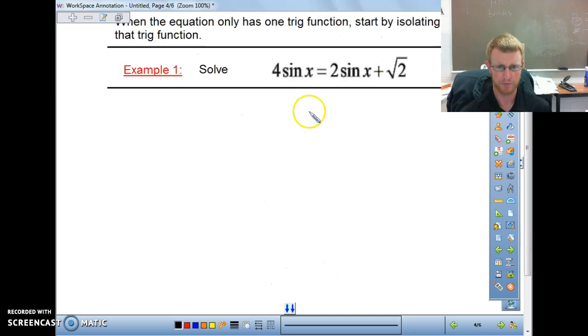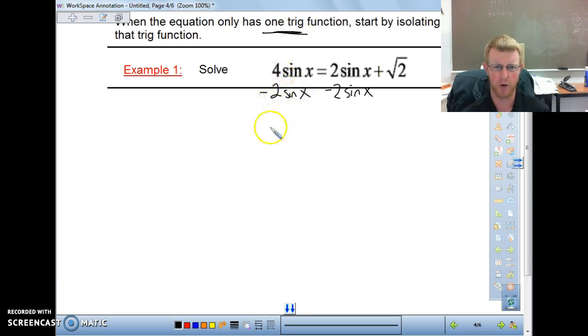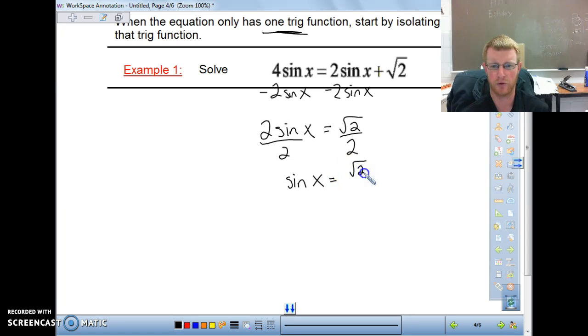So when we solve these equations, here's the first tip. When the equation only has one trig function, start by isolating that trig function. Because we only have sine, we're going to isolate our sine of x. So to do that, we have to bring our 2 sine of x over to the other side using regular algebra. Minus 2 sine of x from both sides. And we end up with 2 sine of x equals the square root of 2. Of course, then we divide both sides by 2. And we have sine of x equals the square root of 2 over 2.